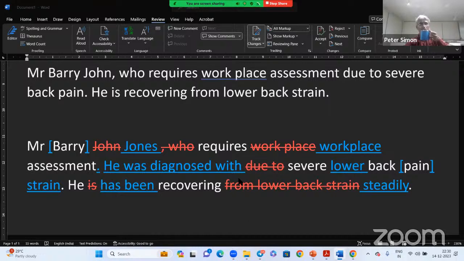So these are some corrections. You can add something, you can modify some things. Mr. Jones, who was diagnosed with severe lower back strain, has been recovering steadily and therefore requires workplace assessment and counseling or education regarding the activities he can perform. Okay. You can write like that.